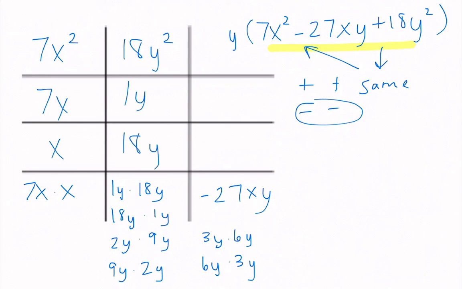Remember, don't scratch it out completely until you've actually done it. Multiply across the top. 7x times 1y is 7xy. Across the bottom, x times 18y is an 18xy. Remember, I'm trying to use these two numbers to either add or subtract to get me a 27. There's no way these two numbers give me 27, so that's not the way to go.